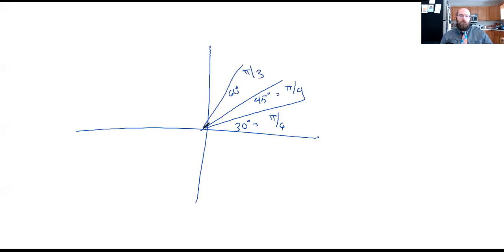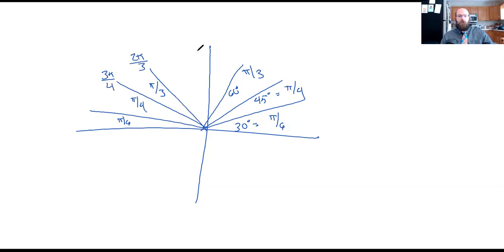And that pattern repeats, right? So over here, 30-degree reference angle, this is another pi over 6. And this other 45 is another pi over 4. This one just happens to be 3 pi over 4, right? And 60 degrees, so this is another pi over 3 as a reference angle, but my full angle is going to be 2 pi over 3. This middle one is pi over 2.